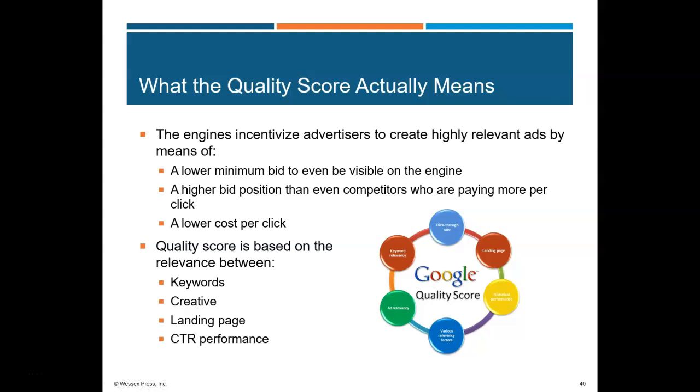What does the quality score actually mean? Engines incentivize advertisers to create highly relevant ads by means of a lower minimum bid to even be visible on the engine, a higher bid position than even competitors who are paying more per click, and a lower cost per click. Quality score is based on the relevance between keywords, creative, landing page, and CTR performance.